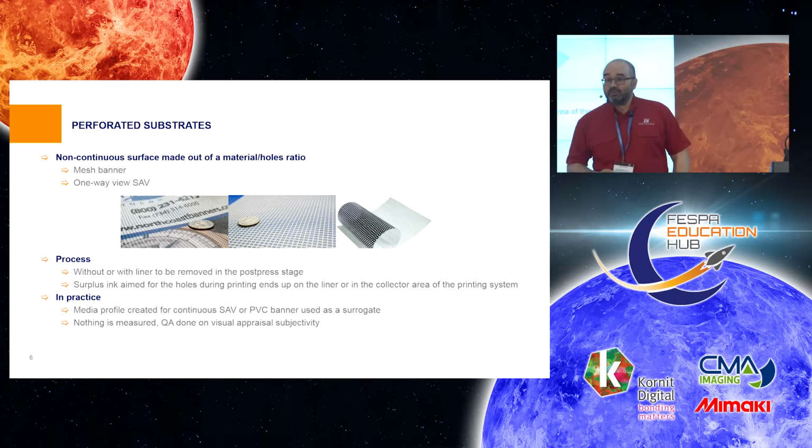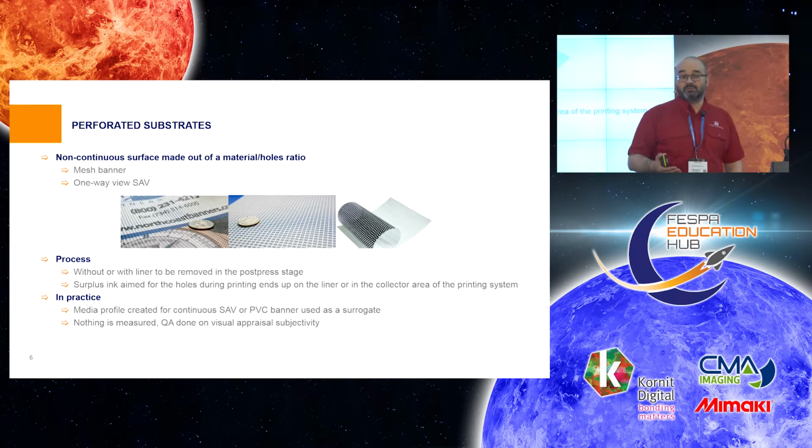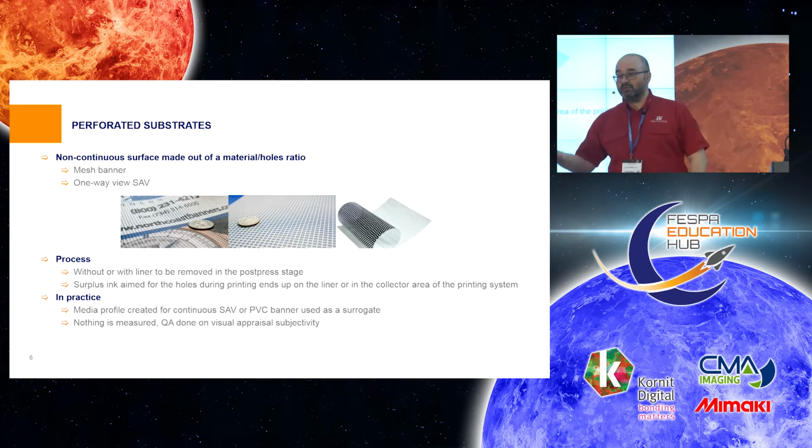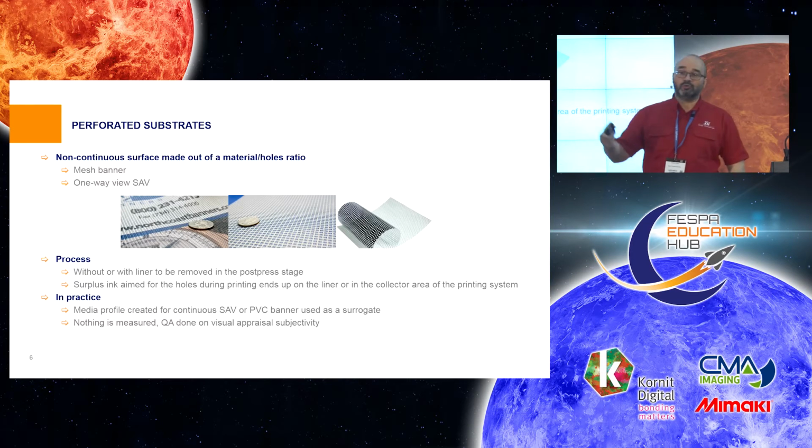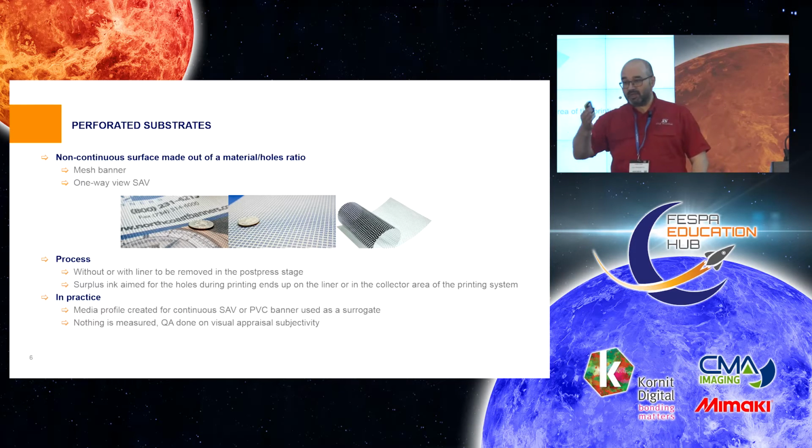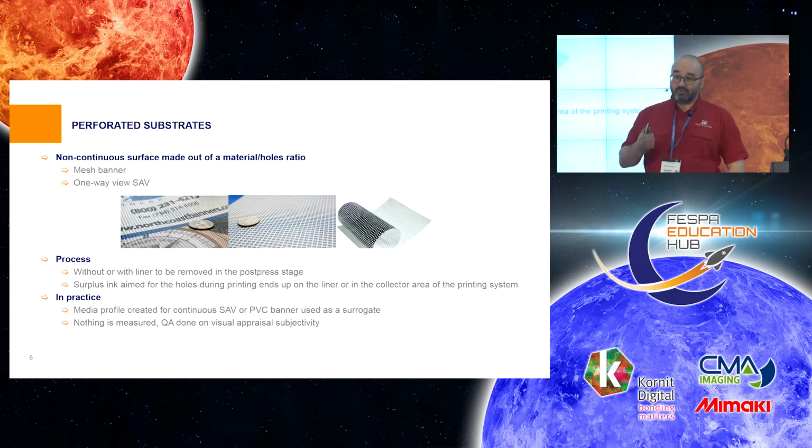Now, one type of substrate that requires a specific approach is the perforated substrates. They have a very simple characteristic. They have a ratio between the holes and the continuous part of the substrate, and this perforation has a size. If it's one-way view graphics, for example, you have holes. If it's mesh banner, then you have a mesh of material that is creating this substrate. So how do you measure this?